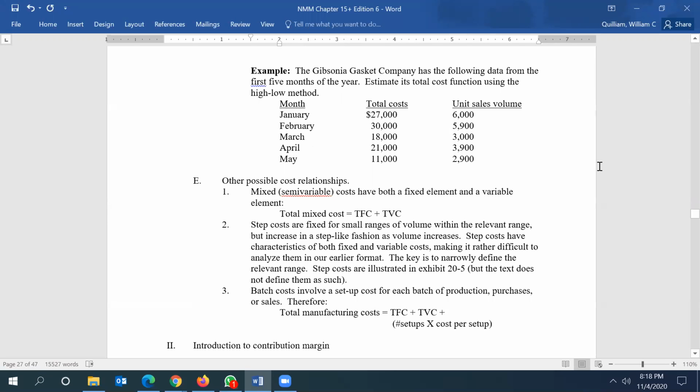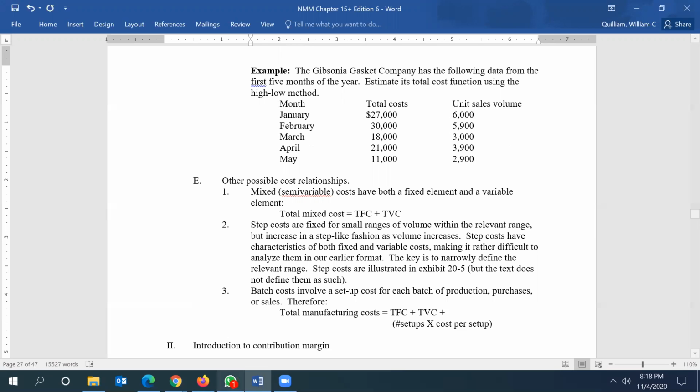So let's assume they've got the following data from the first 5 months of the year. And we'll estimate its cost function using the high-low method. So we've got 5 months, we have total costs, we have unit sales volume. So what we want to do is go for the high and low of the independent variable, or in other words, volume, the number of units, X. So if we look, we've got a high here of January, and we have a low, looks like May.